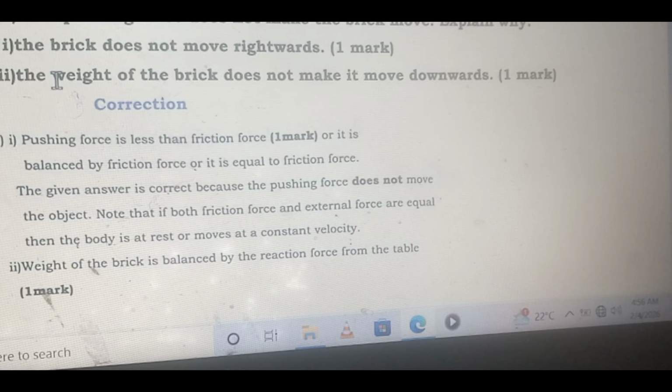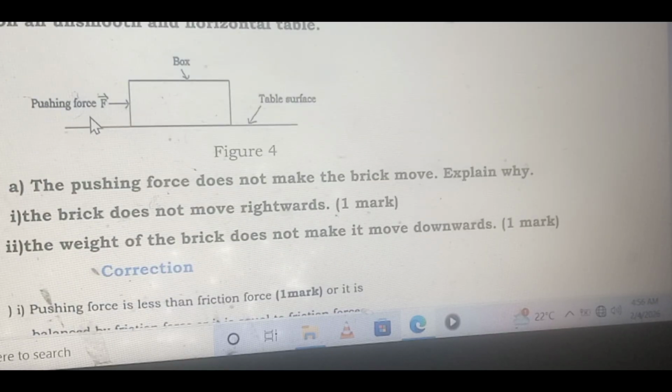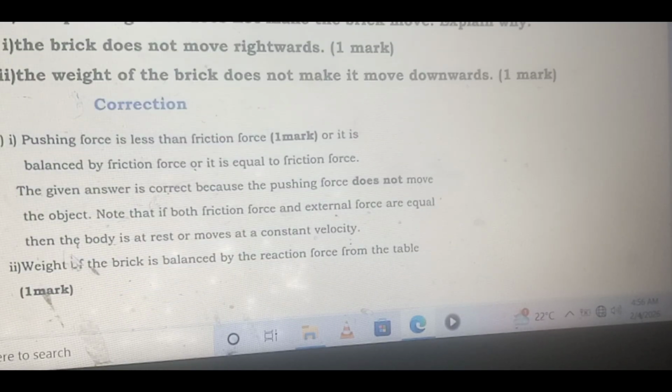The reason why the brick does not move rightwards is that the pushing force is less than the friction force. You know that a friction force is the opposition, opposite to the motion of an object. It means that if the pushing force is less than the opposing friction force, the box does not move. Or if the pushing force is equal to the friction force, the box also does not move. This is a more correct answer.